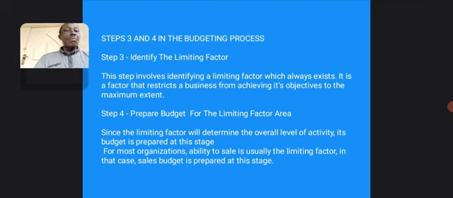In many organizations, the limiting factor is usually the sales budget. When that happens, it's best to do the budget for the sales area first, and then other parts of the organization can then run their budget looking at the sales budget, and that will make it easier for them to proceed. Well, these are the steps 3 and 4 of the budgeting process.